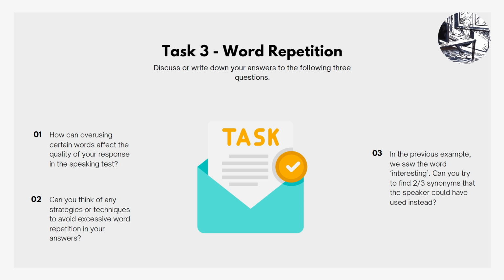We have 3 questions on your screen. The first question is asking you to explain about overusing certain words and how you think it affects the quality of your response. The second question is asking you about strategies or techniques to avoid repeating words over and over again. And finally, let's try a synonym exercise. I used the word interesting in the previous answer 3 times. Can you find 2 or 3 synonyms that the speaker could have used instead? Once you have finished these 3 tasks, come back to the video.